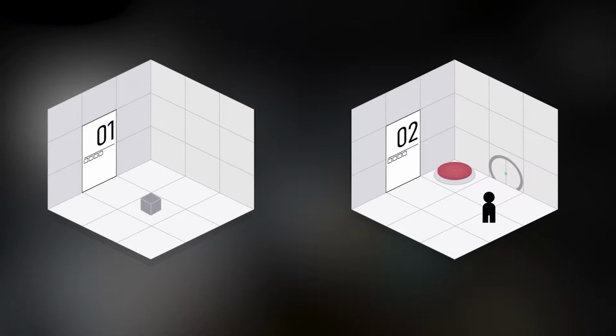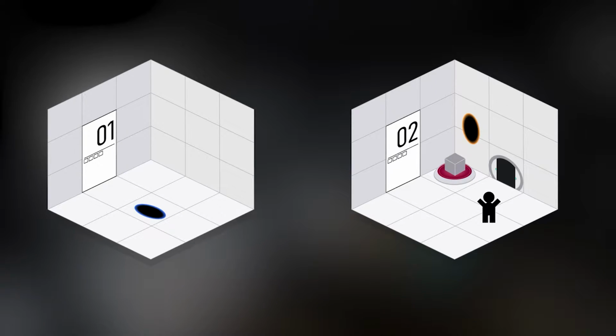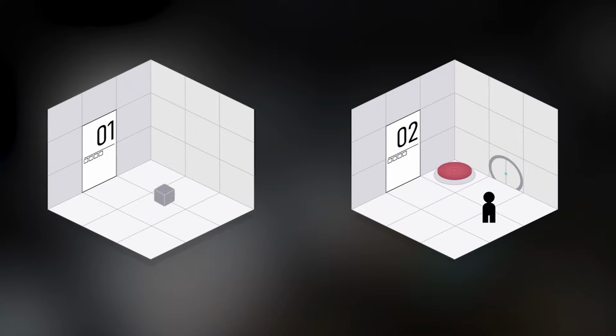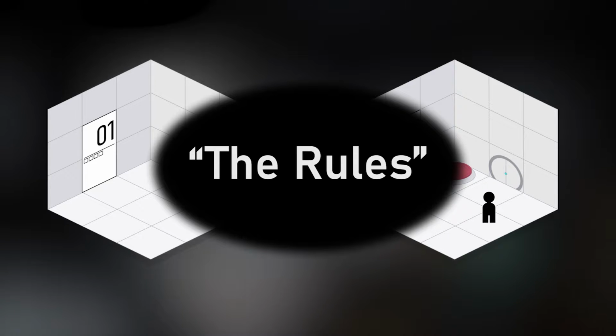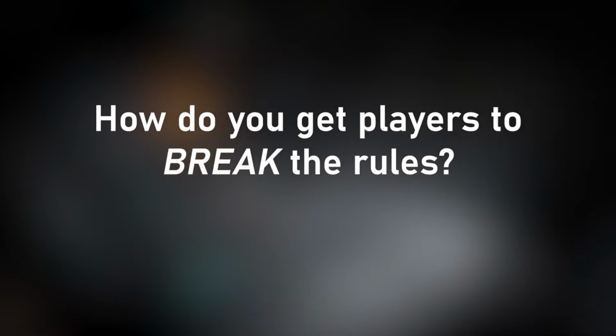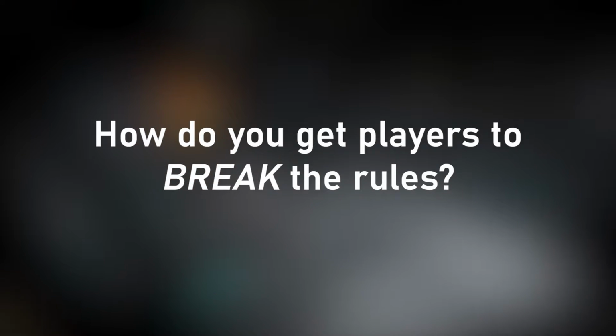For my level design class, I wanted to make a level in Portal 2 where the player must reuse a cube from a previous puzzle in order to continue. Early experiments with this concept showed that this kind of cross-puzzle smuggling goes against what many players consider to be the rules of the game. So, how do you get players to break the rules?